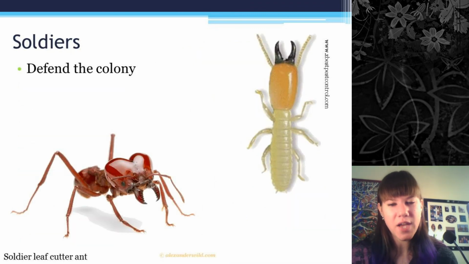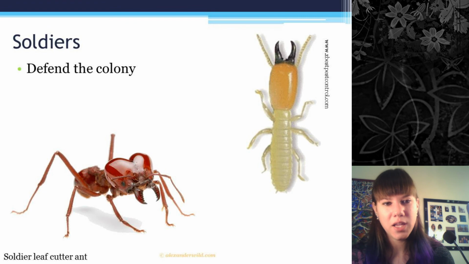Soldiers are there to sacrifice themselves to protect the colony. And this is kind of where people will start thinking about kin selection theory. Why would you have these sterile workers go out and blow themselves up to save the rest of the colony? And that's when relatedness comes in. But yeah, their basic job is to go out and defend the colony.